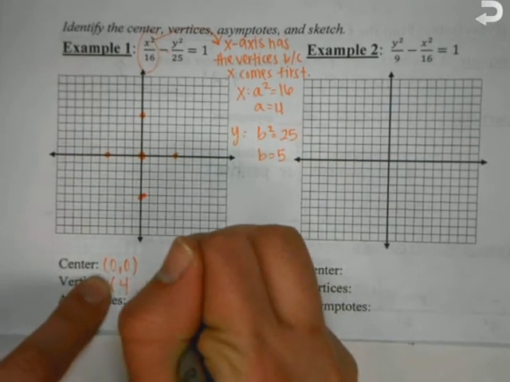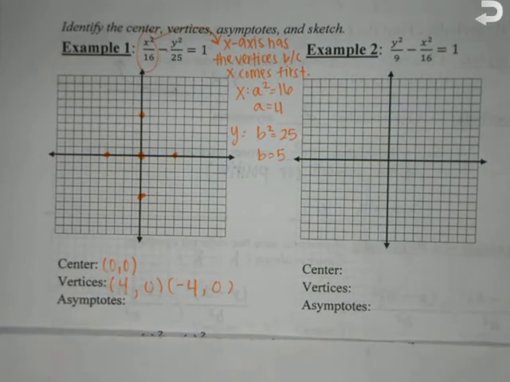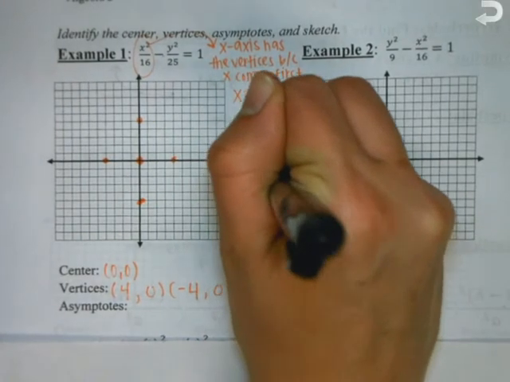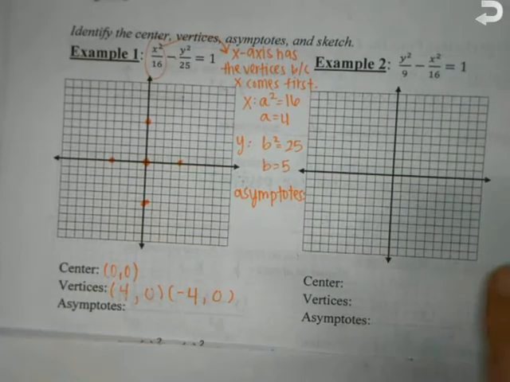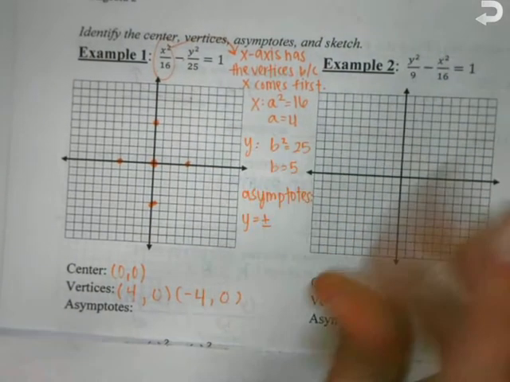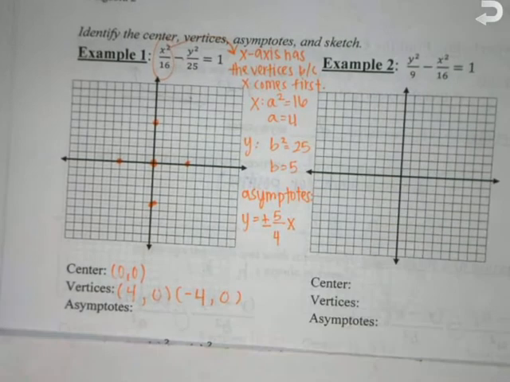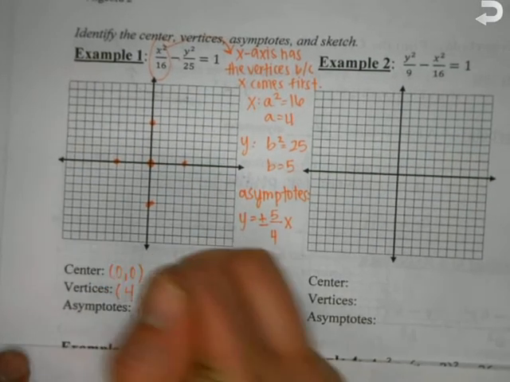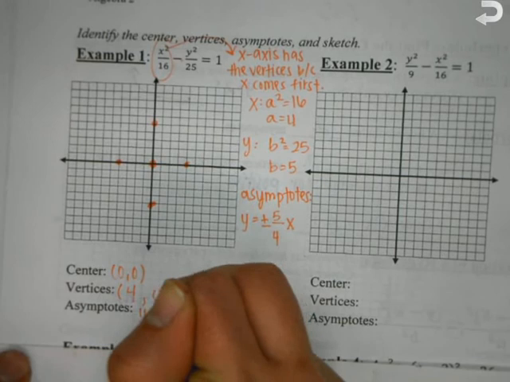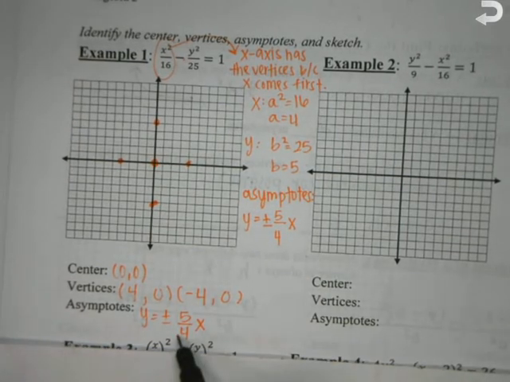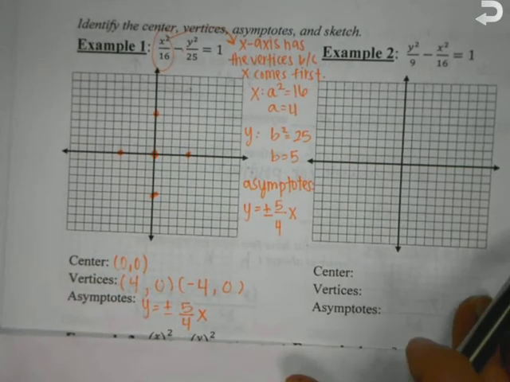Before I can graph any more, I have to graph my asymptotes. The asymptotes are y equals plus or minus b, which is 5, over a, which is 4, times x. So y equals plus or minus 5 over 4x. Okay, these are actually two lines, right? Positive 5 over 4x and negative 5 over 4x. We need to graph these so that we know where to put the hyperbola, how we're going to draw it.